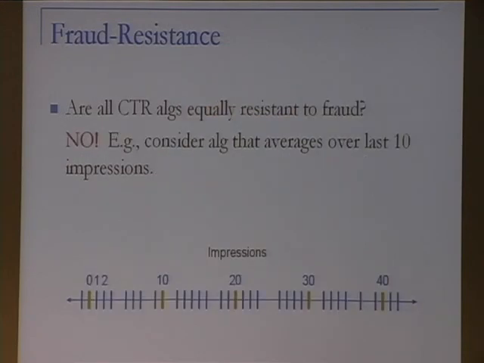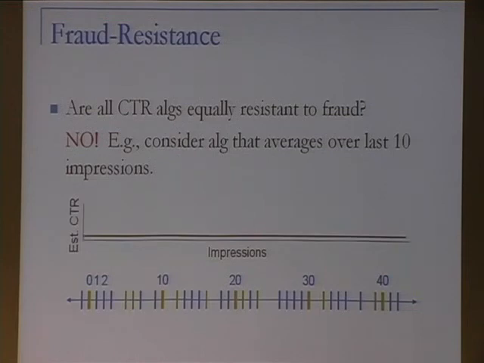And so the answer is that no, not all algorithms are equally resistant to fraud. In order to see that, this is just going to be a sketch of an idea of how to scam the following algorithm that averages over the last 10 impressions. When there's no fraud, each of these impressions converts to a click, represented by a green line, with some constant probability, and the estimated CTR, according to this algorithm, is going to be constant.